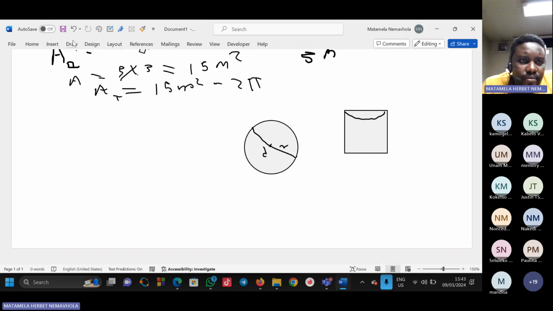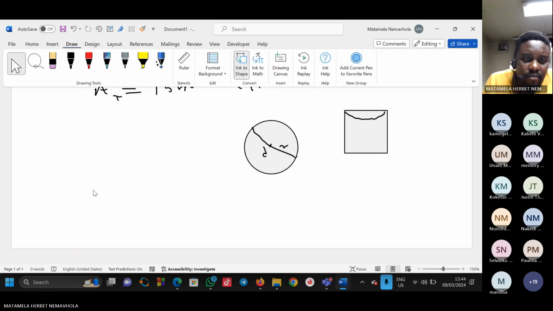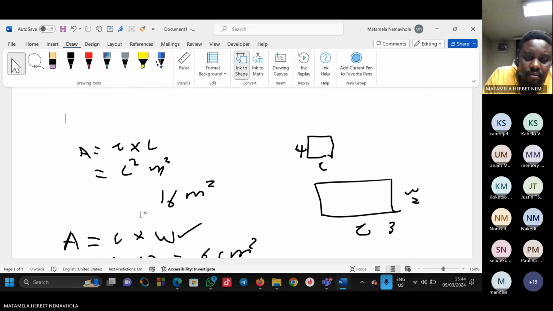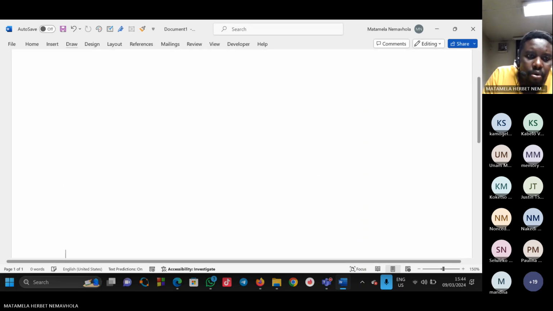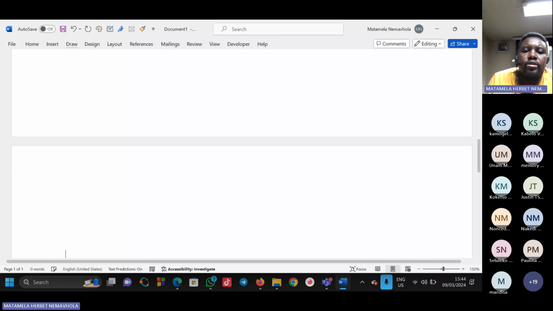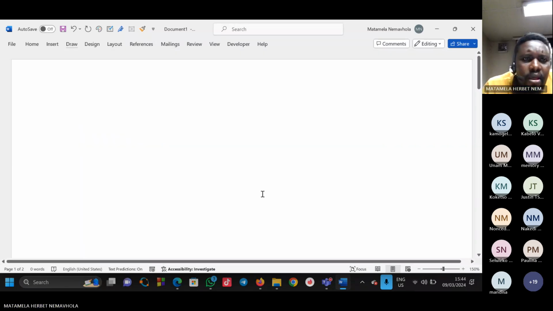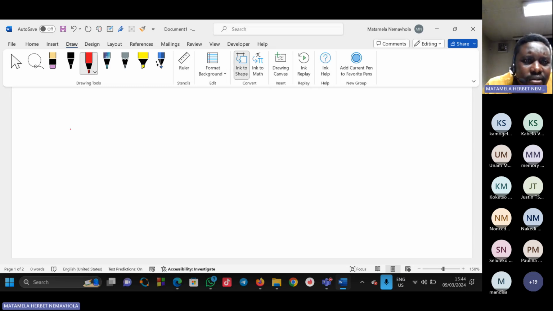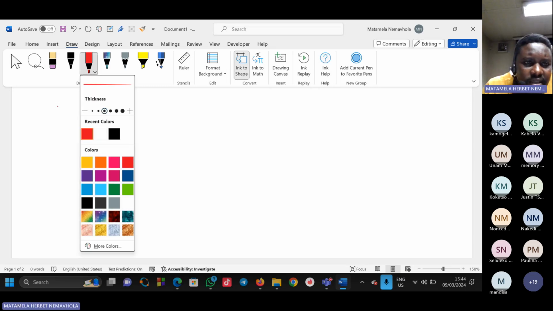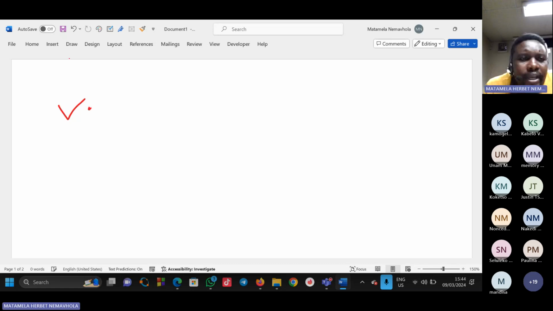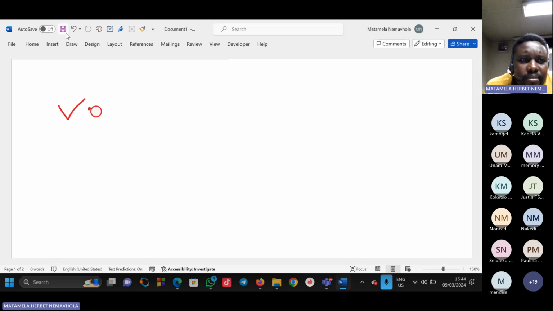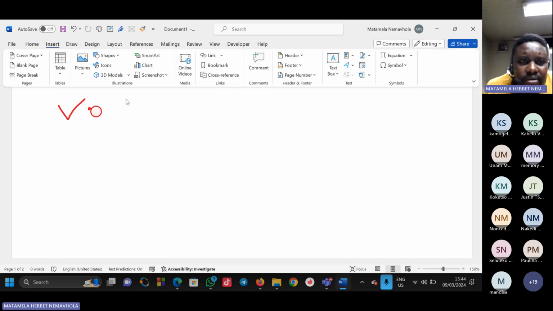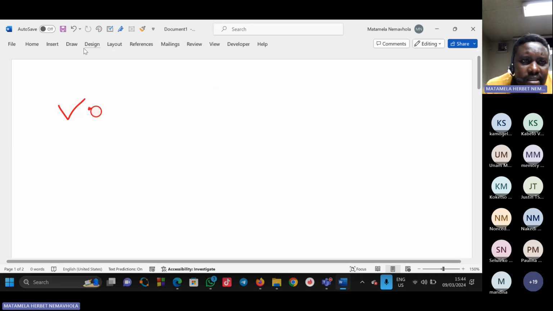So when we talk about volume, let me try to write with red. Now, yes, fine. Volume. So with volume, we are no longer calculating an area. Let me give you a clear example before I speak about volume. Let's say you have a bucket.